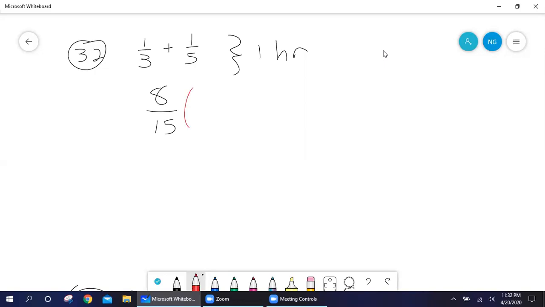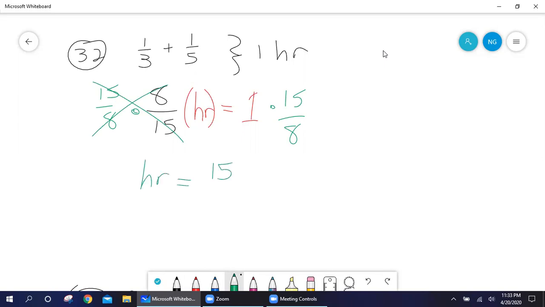The rate times the number of hours, which I'll call H, rate times time, will give me the entire job, 1, and that 1 in this represents houses. So actually, I'd probably put HR for hours. So their hourly rate, 8/15, times how many hours it's going to take them to finish 1 job, 1 house. So the variable is hours. So if I multiply by the reciprocal, hours equals 15/8, or 1 7/8 hours.